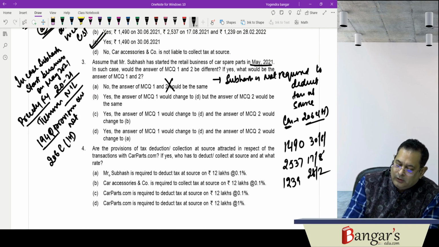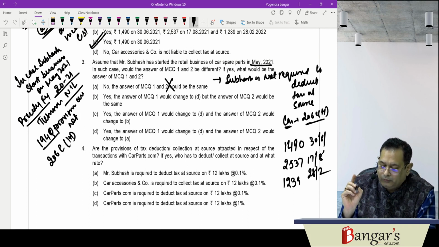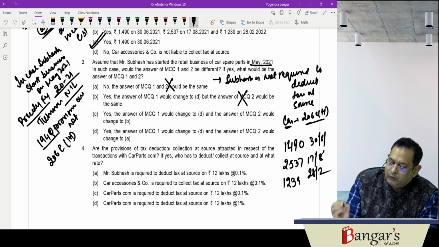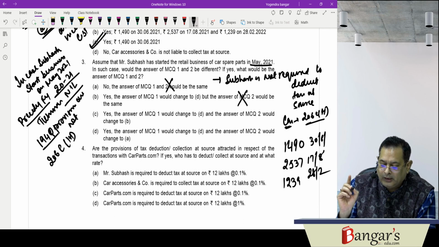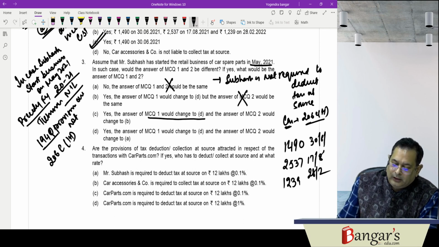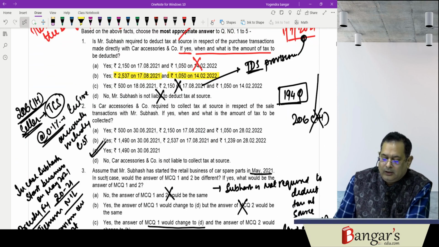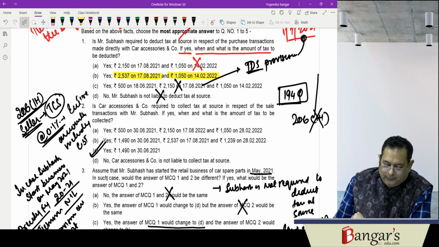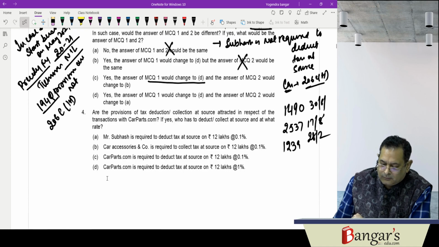This is wrong. They say yes, the answer in MCQ 1 would change to D, but MCQ 2 will remain the same. MCQ 2 will also change. Yes, the answer of MCQ 1 will change to D. What is the MCQ 1 answer? D. Subhash is not liable to deduct tax at source. D is correct here. And MCQ 2 they are saying would change to B.